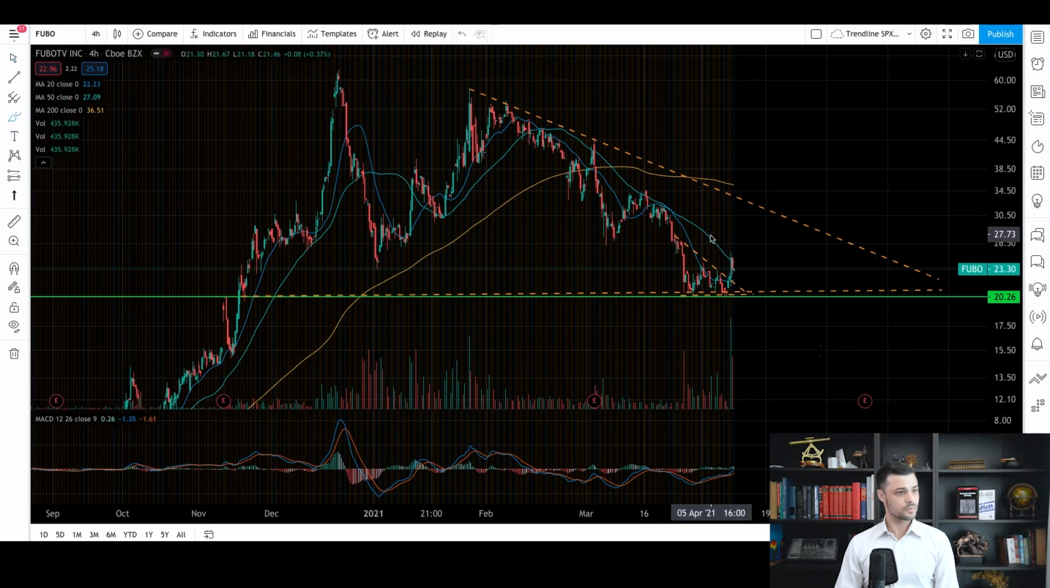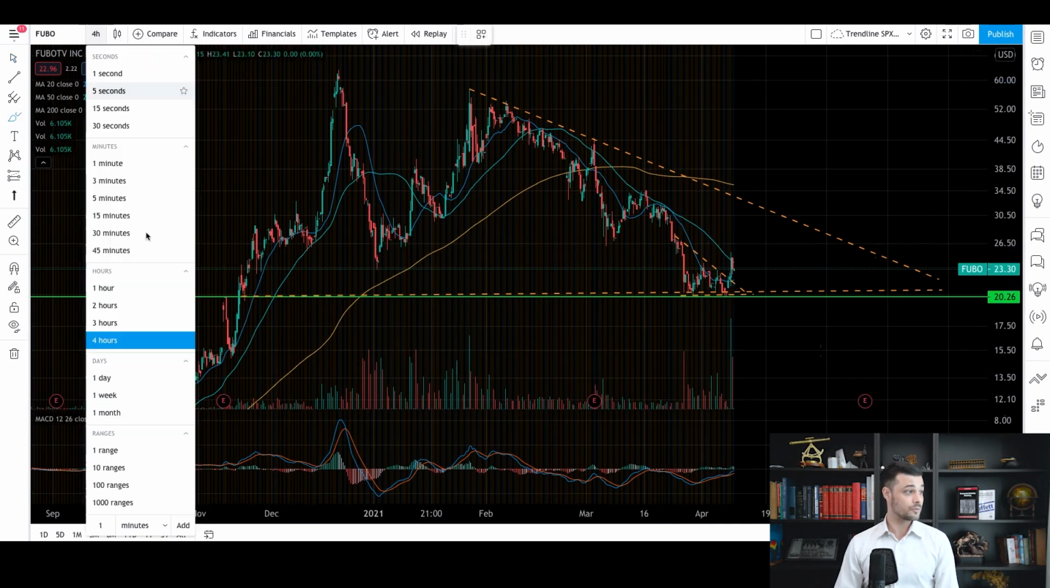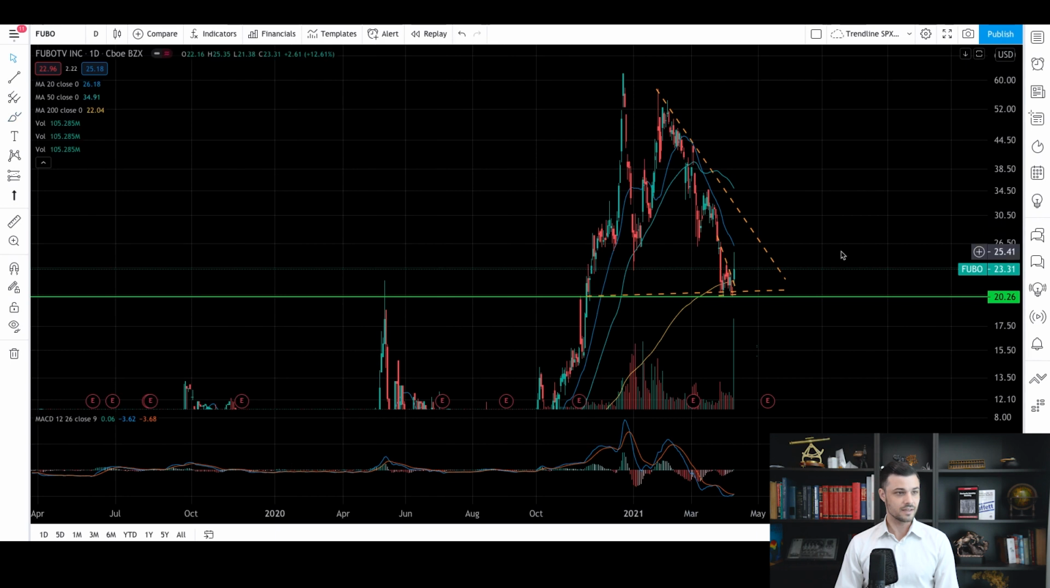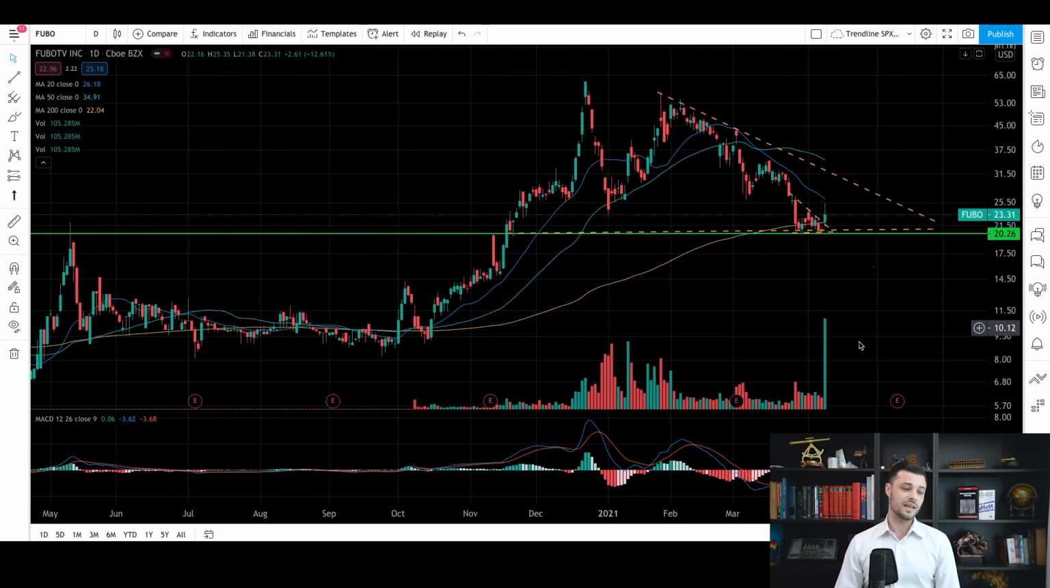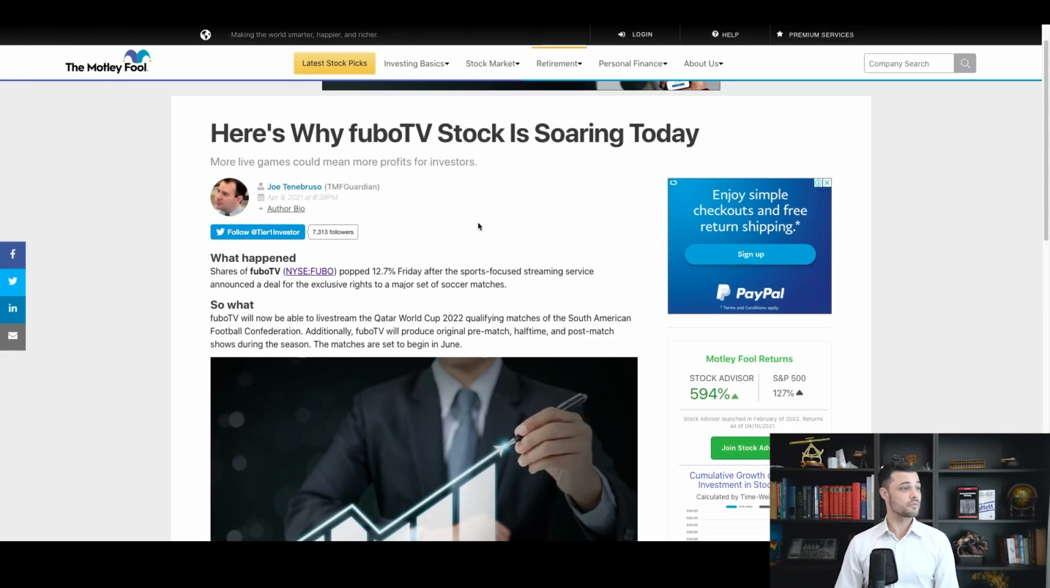So we have this breakout here. Look at the volume, guys. The volumes are insane. So you're going to tell me, yeah, but it's not because we broke it on the upside that people bought it. It's because there was news. Of course, guys, of course, there is always news.